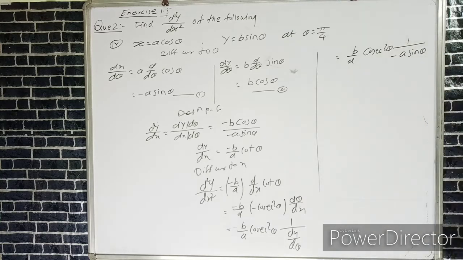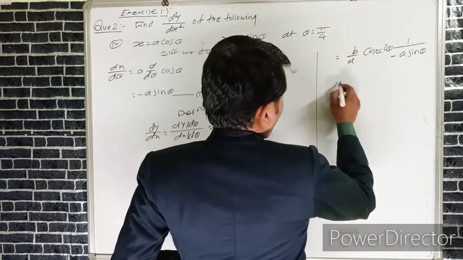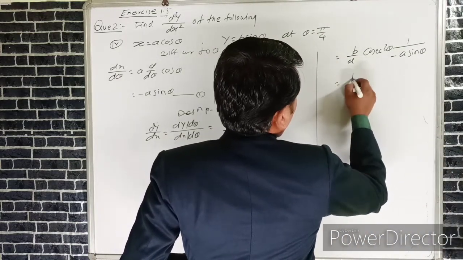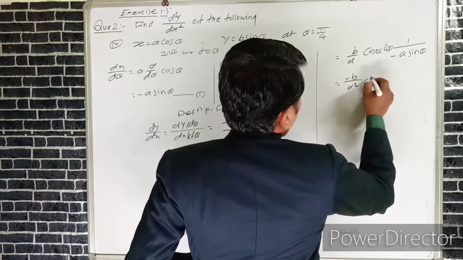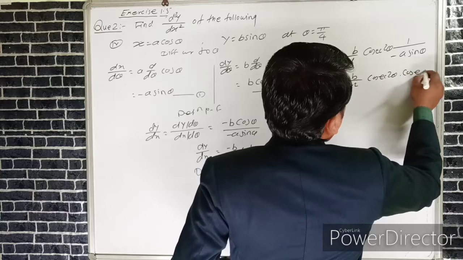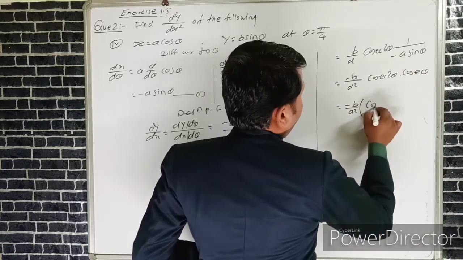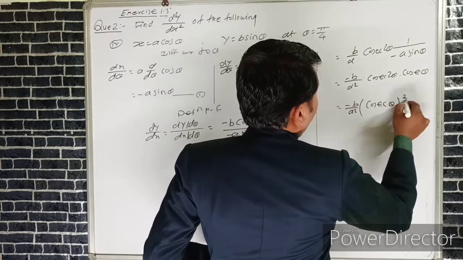Cosec square theta means 1 upon sin square theta, and so this is minus b upon a square cosec square theta into 1 upon sin theta, which is again cosec theta. This gives minus b upon a square into cosec cube theta, or cosec theta whole cube.